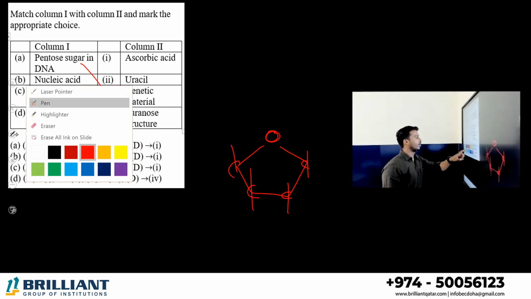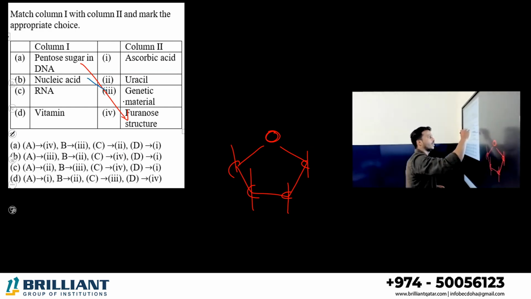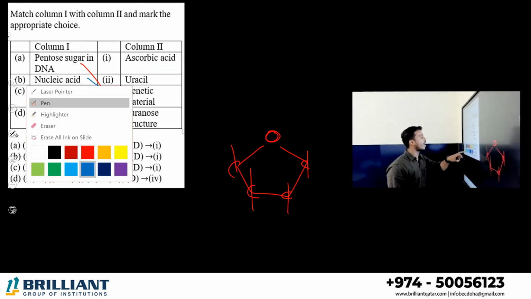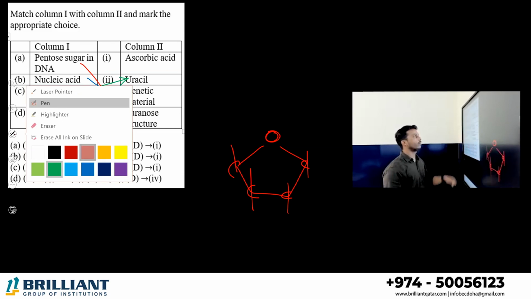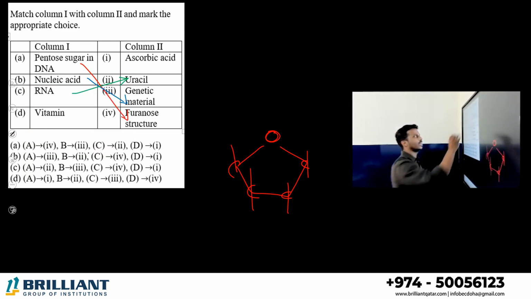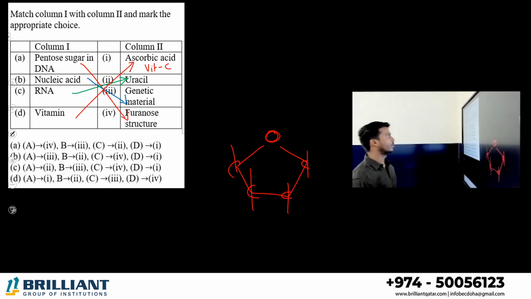Nucleic acid. Anything is matching? Nucleic acid is DNA, RNA. They are the genetic material. RNA contains uracil. Yes. And vitamin we discussed, no? Ascorbic acid is vitamin C. So all together we can match with option A, which is the correct answer.